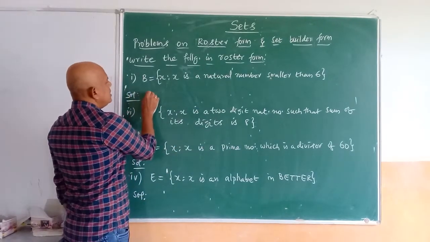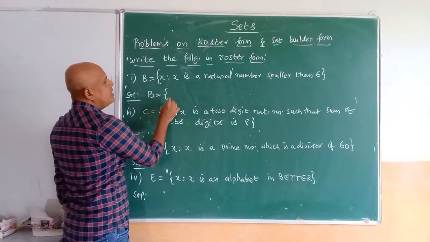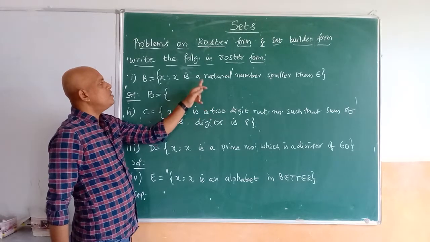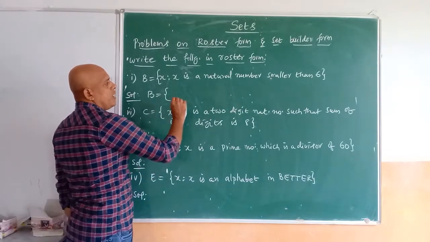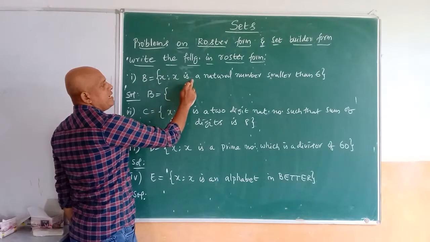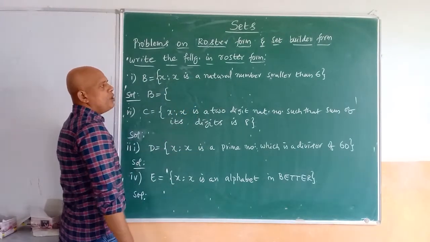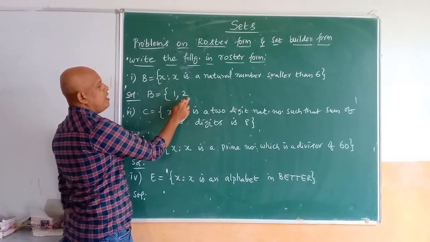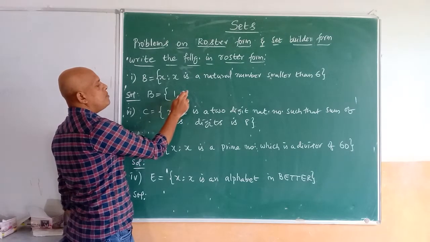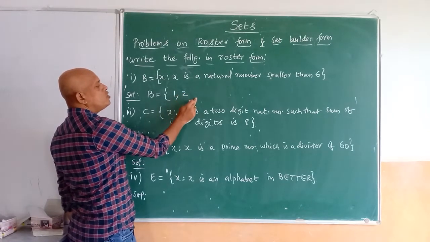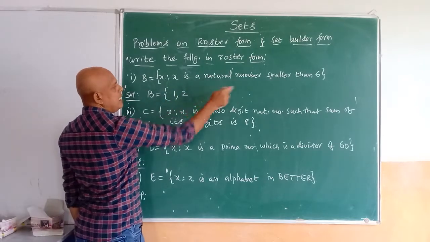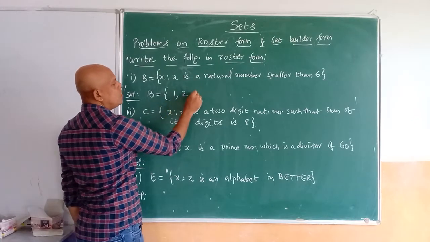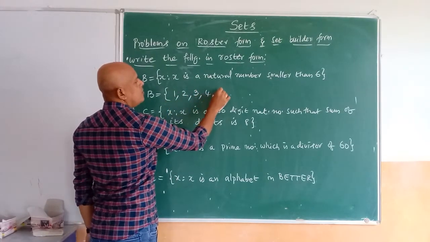Now this set is written with the same capital letter B and we have to write the numbers in the roster form. We have to separate them with commas. So natural numbers means 1, 2, 3, 4, 5 and so on. But it is given that x is a natural number smaller than 6. Natural numbers start with 1, comma. In roster form we have to separate the elements with commas. Elements means the numbers or alphabets or letters which are written in the enclosed brackets. So natural numbers smaller than 6: 1, comma, 2, comma, 3, comma, 4, comma, 5.